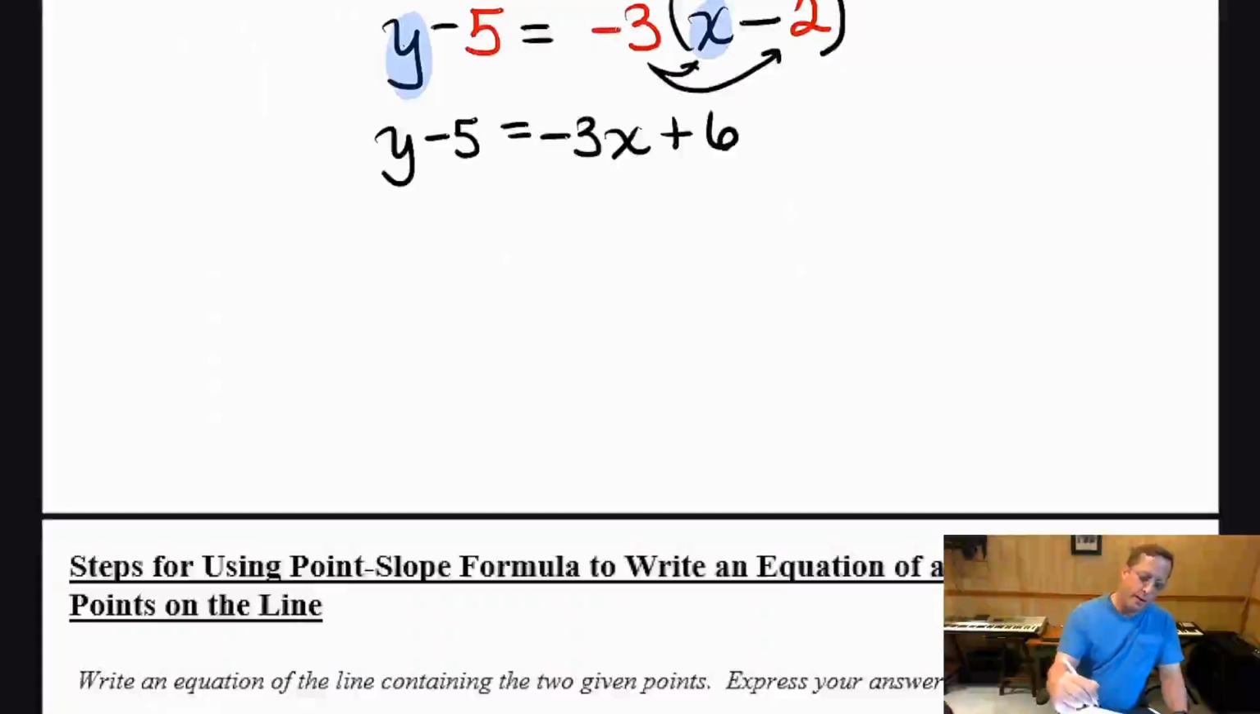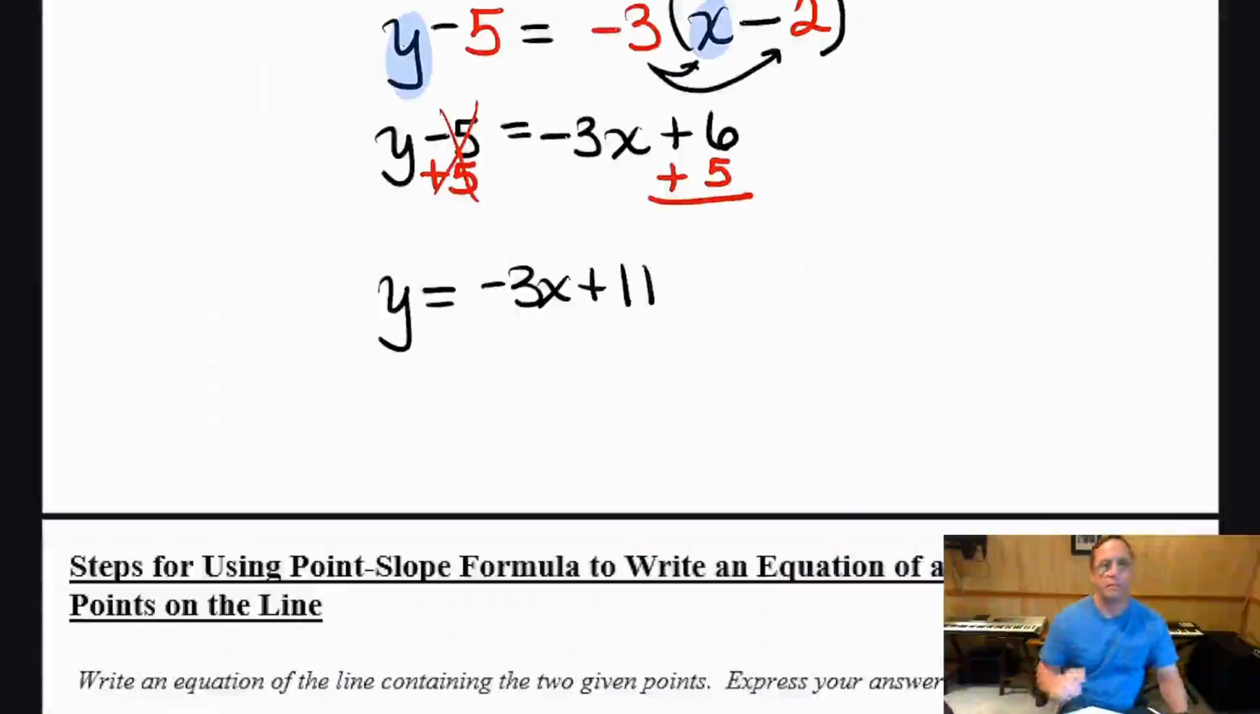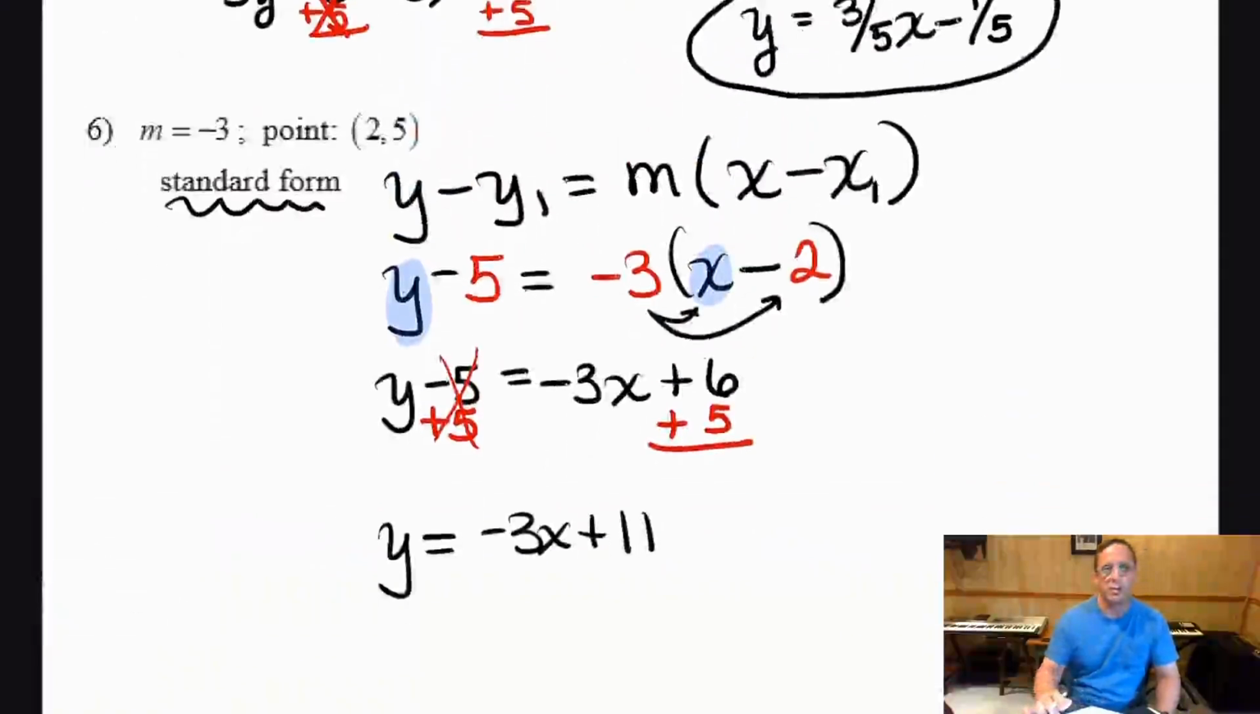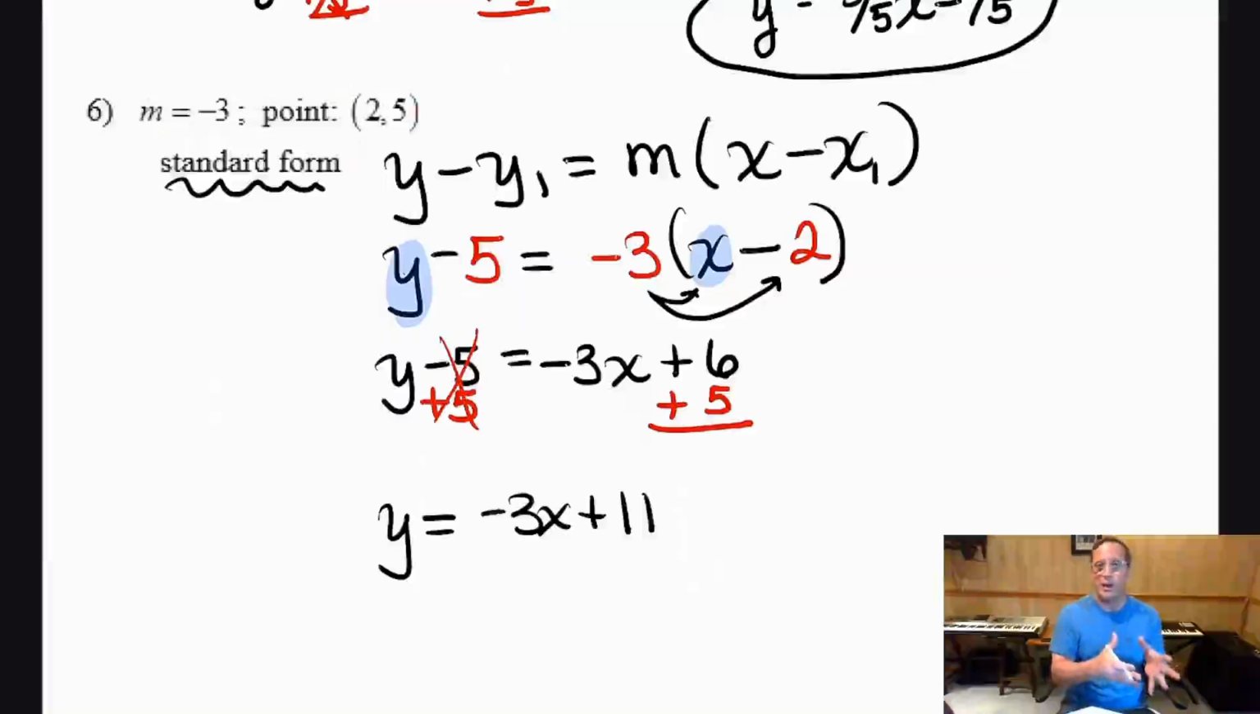All right, and now let's get the 5 over to the other side. These cancel each other out. And now we have y equals negative 3x plus 11. Now you'll note that it's in slope-intercept form, but that's not what we want. We want standard form. Standard form is where the x and the y are on the same side, the constant's on the opposite side, and the x is positive.